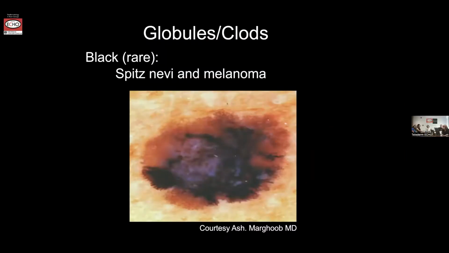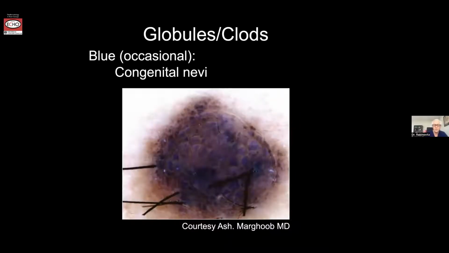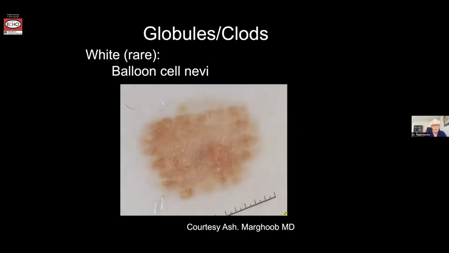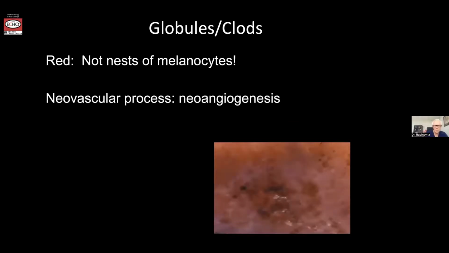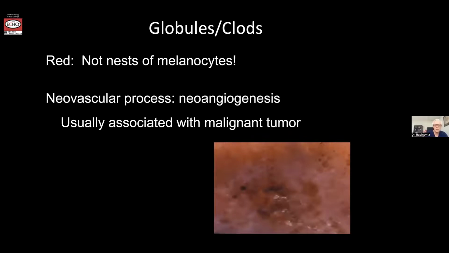Globules can be black. It's very rare, and we see these with Spitz nevi and melanomas. They can be blue, and we can see blue globules as characteristic of congenital nevi. And they can be occasionally white with an unusual type of nevus, which is called a balloon cell nevus. Red is not nests of melanocytes. It's actually due to neovascularization, neoangiogenesis. It's usually associated with malignant tumors. It's often a poor prognostic sign.